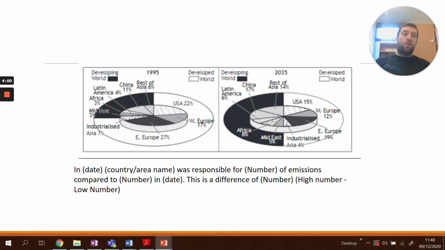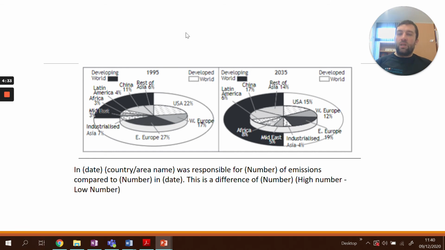So one thing we need to be able to do with climate change is take data and back up our point. So we've got two graphs here: this pie chart from 1995 and this pie chart from 2035. What this is showing us is the amount of emissions from each country or region of the world in 1995 compared to 2035.